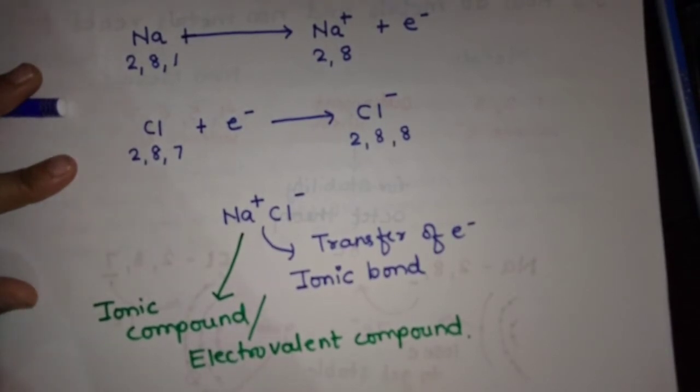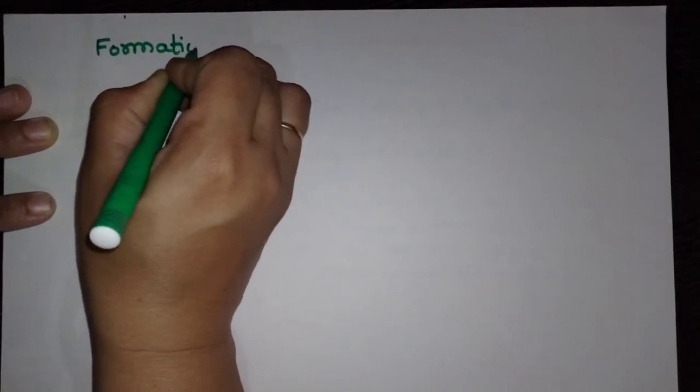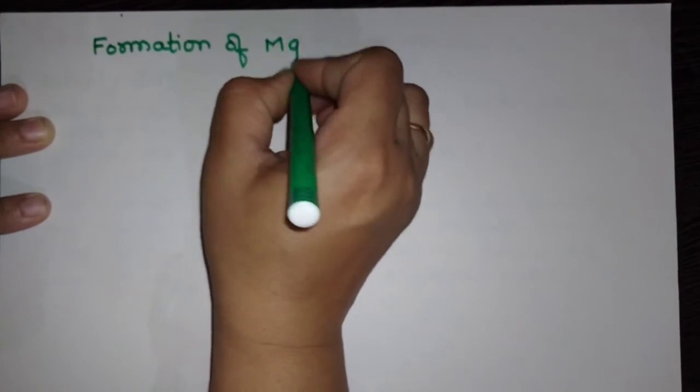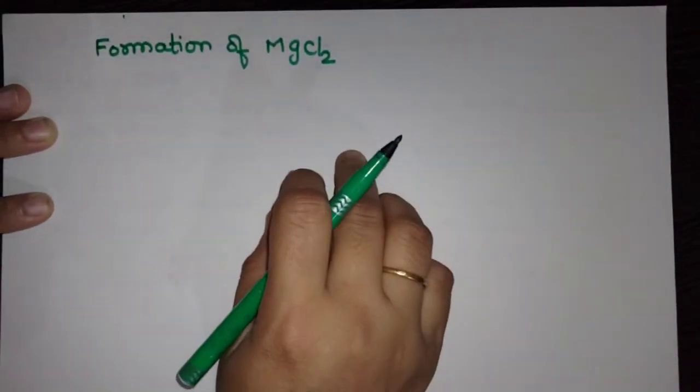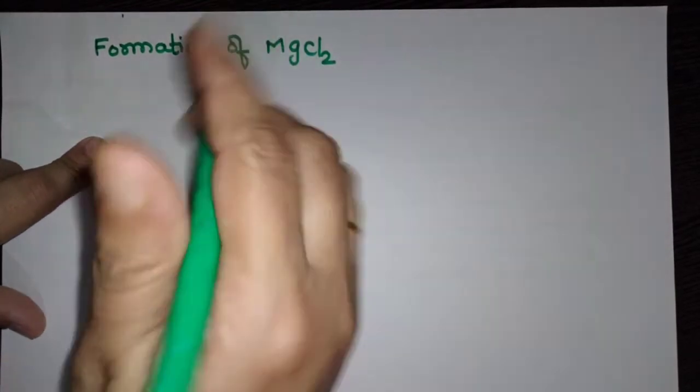Now let us practice some examples. Sometimes questions are asked on electron dot structures, so we'll practice that. If you talk about MgCl2, we will say formation of MgCl2. It is also an ionic compound. How is this metal reacting with this non-metal?